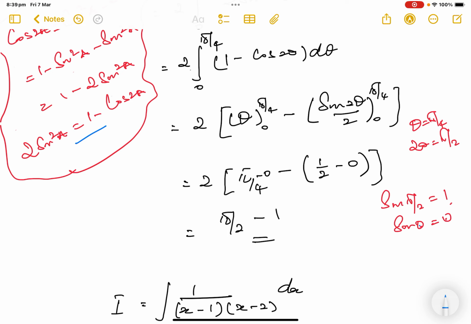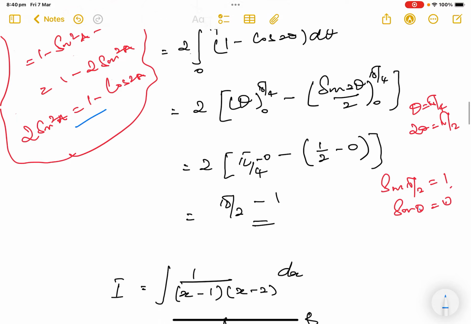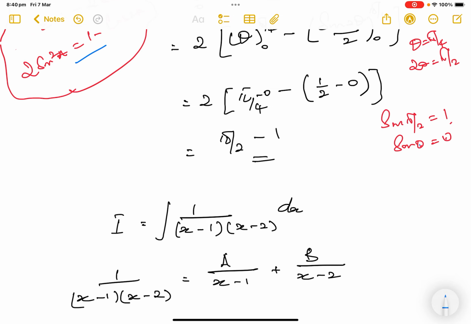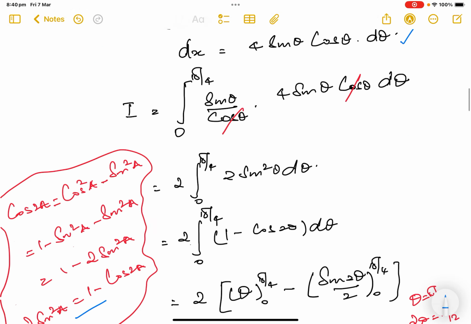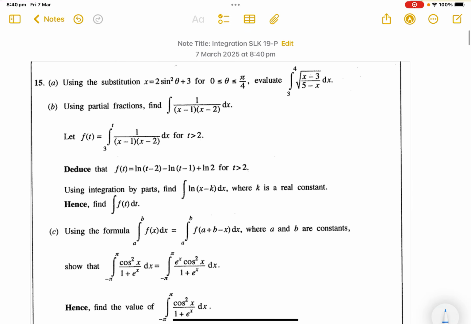Sine 0 is 0, so sine pi by 2 is 1. So that is 1 over 2 minus 0. Then expand it: 2 times pi by 4 is pi by 2, and 2 times half is 1. So that is the first part done.